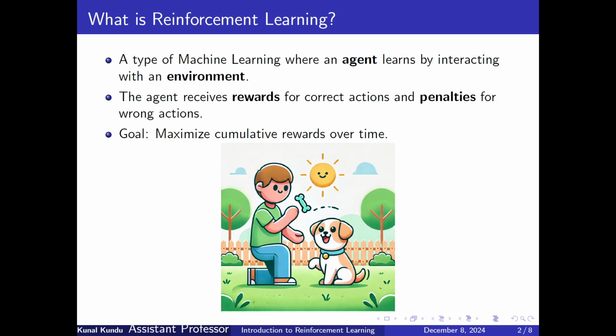For example, think of training a puppy to sit. When the puppy sits correctly, you give it a treat, that is a reward. If it does not sit, there is no treat, that is no reward. Over time, the puppy learns that sitting earns a treat, so it keeps sitting more often. This feedback helps it improve with each attempt. This is reinforcement learning in action.